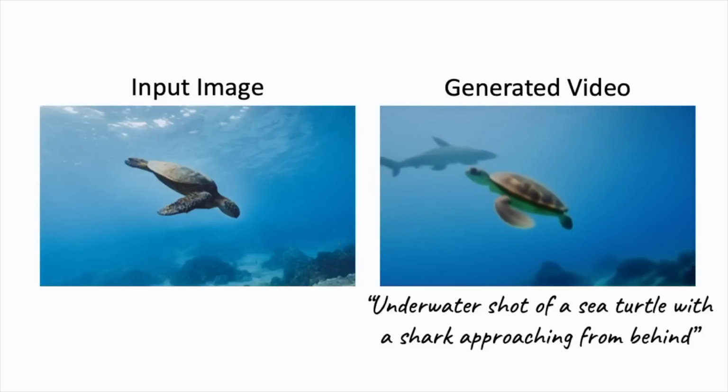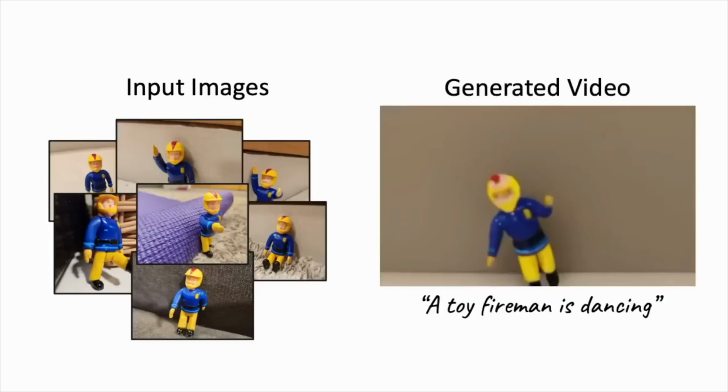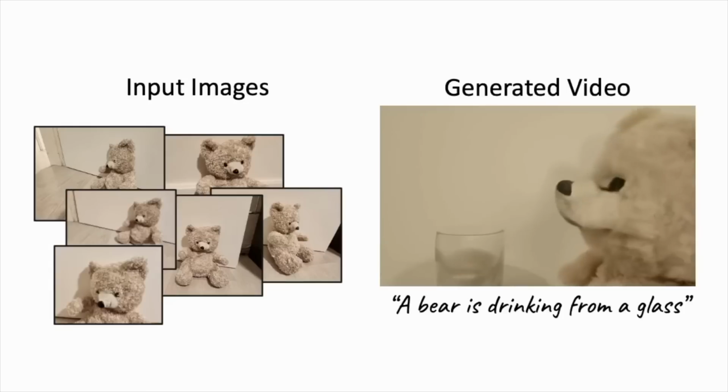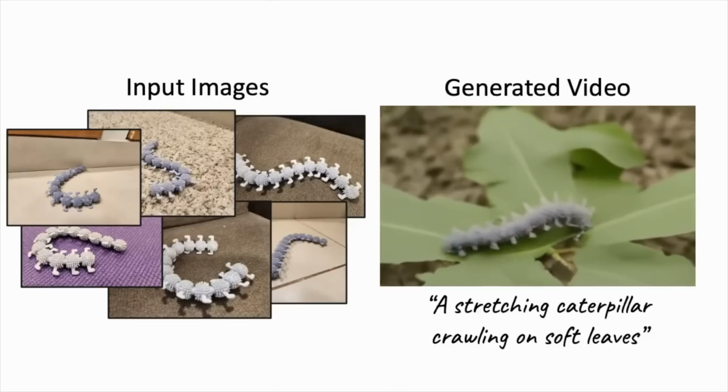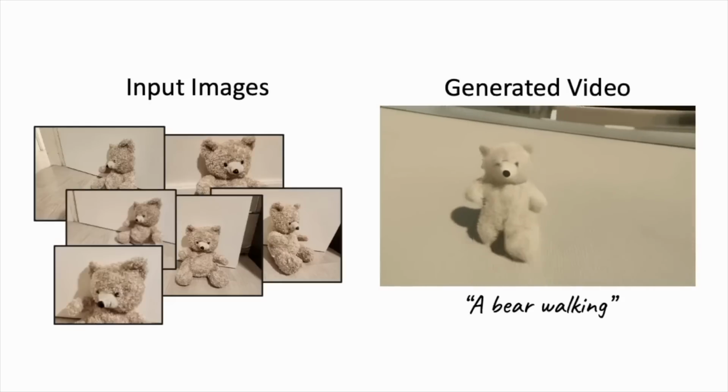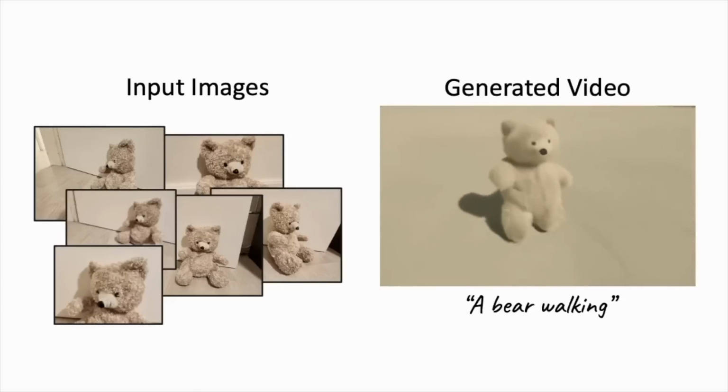But wait, there's something even more amazing. Here they use a bunch of still images to create an animated character. The caterpillar on the reference images is not even on a leaf. And look at this one. The bear is walking from still images.